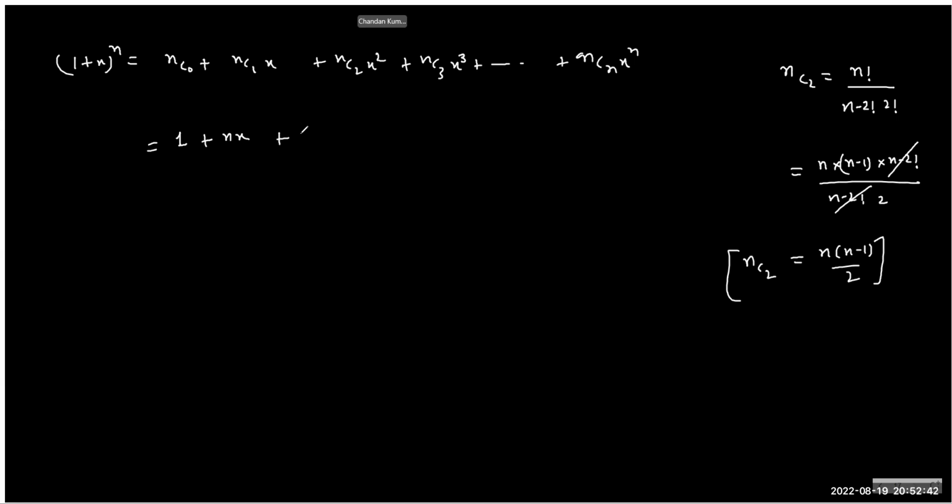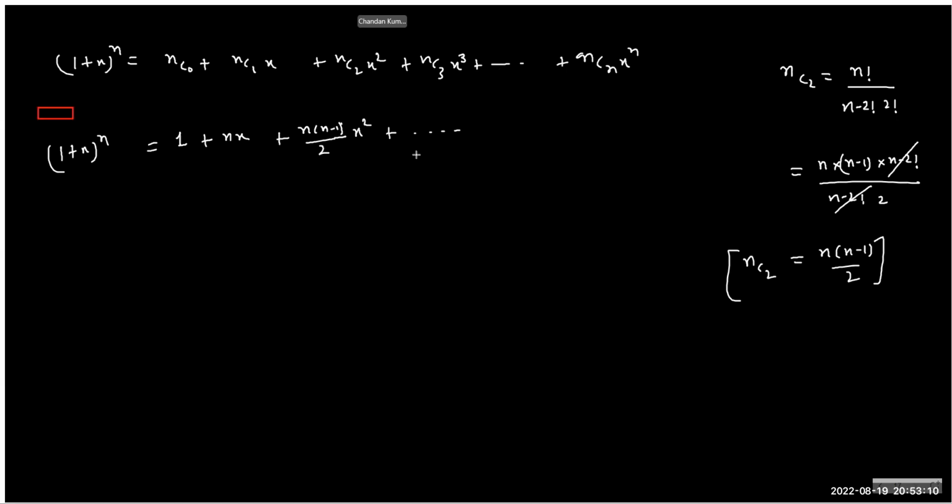So the next term you can write is n into (n minus 1) by 2 factorial, into x square. And for any other term I can write dot dot dot, because I really want you to remember this formula up to 3 terms, because any other term will have x power 4, 5, 6, 7, 8, 9, 10, right?